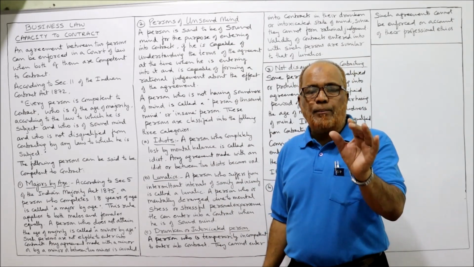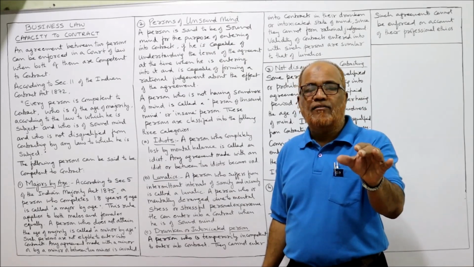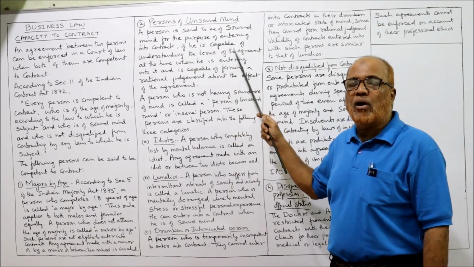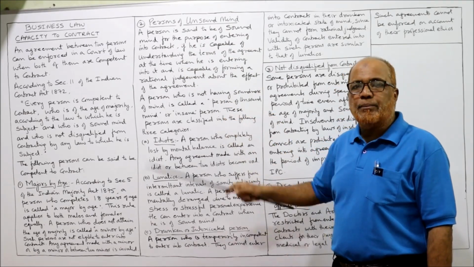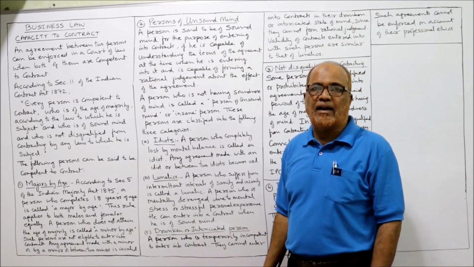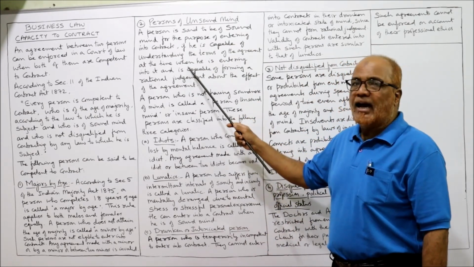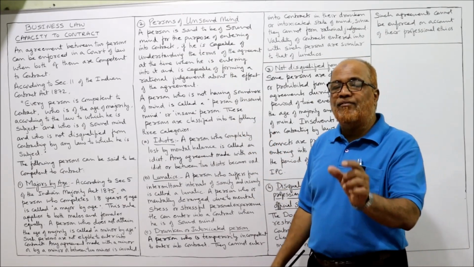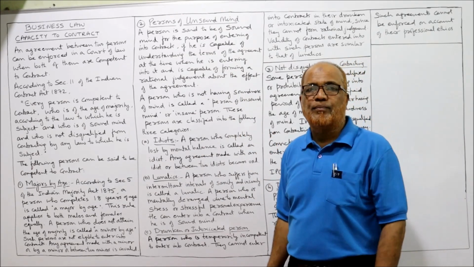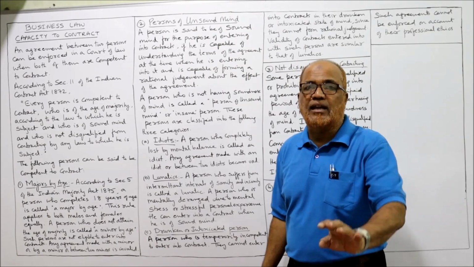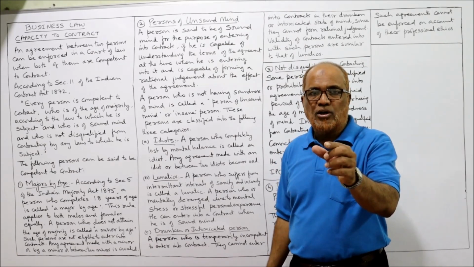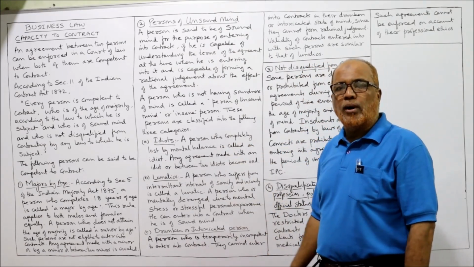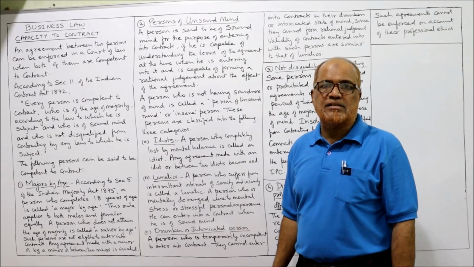When can we call a person of sound mind, when he can enter into a contract? If he is capable of understanding the terms of the agreement at the time of entering into contract, and also he is capable of forming a rational judgment of the effect of that agreement. This person is called a sound mind person.